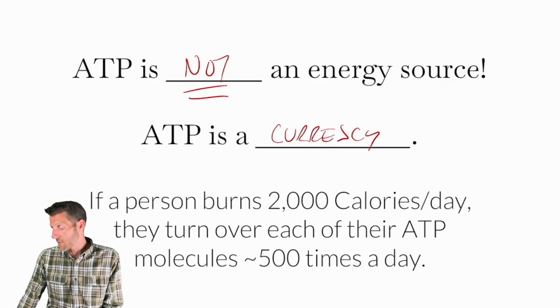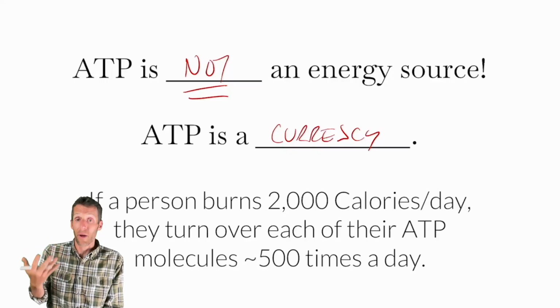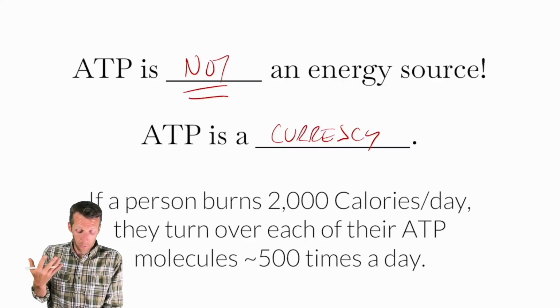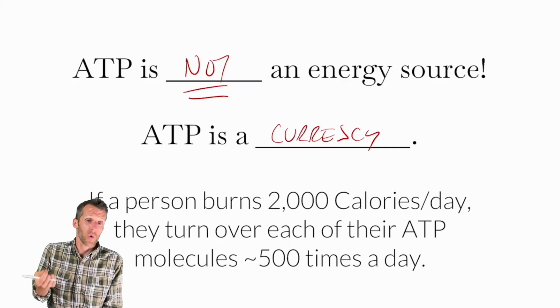Another way we can see this is if a typical person burns about 2,000 calories in a day, that would mean they'd have to turn over every molecule of ATP at least 500 times, probably more for many of them. Every molecule of ATP gets charged and uncharged, charged and uncharged, over and over throughout the day. It's not a source of energy.